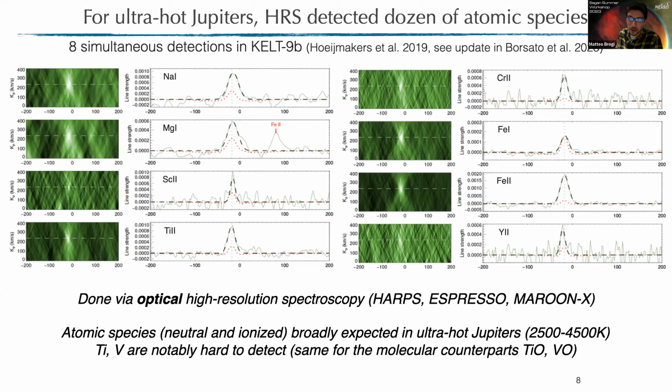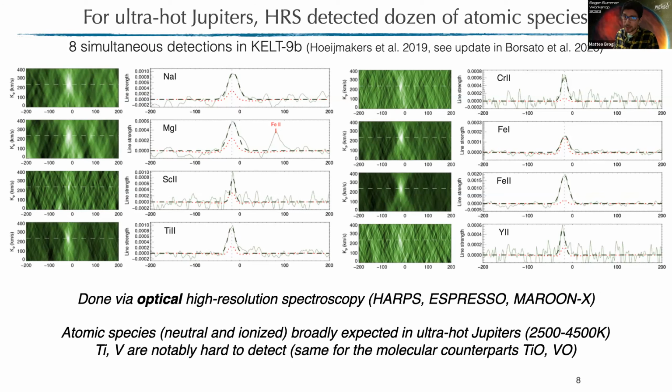So for the optical, I could have picked many references, but this one is the first one that presented multiple atomic species in such a large amount. This is for the exoplanet Cal 9b, which is, by the way, the hottest exoplanet that we know to date. And this was done by optical high-resolution spectroscopy. And for atoms, really, this is not surprising that we detect all these species, especially for ultra-hot Jupiters.